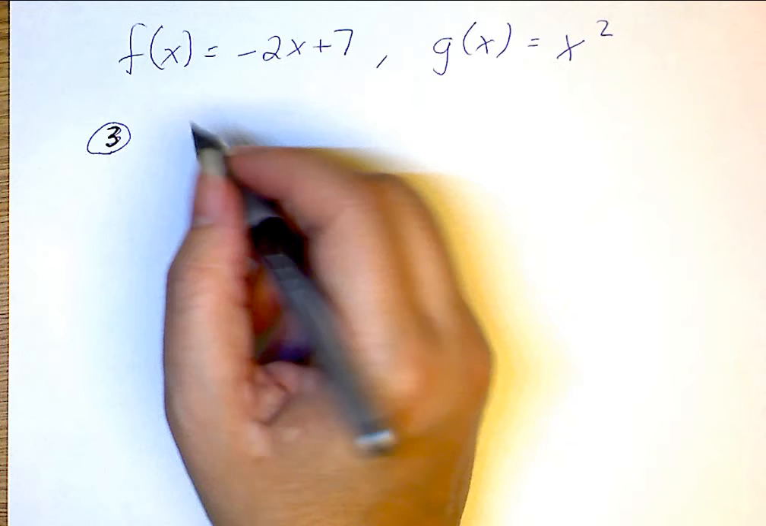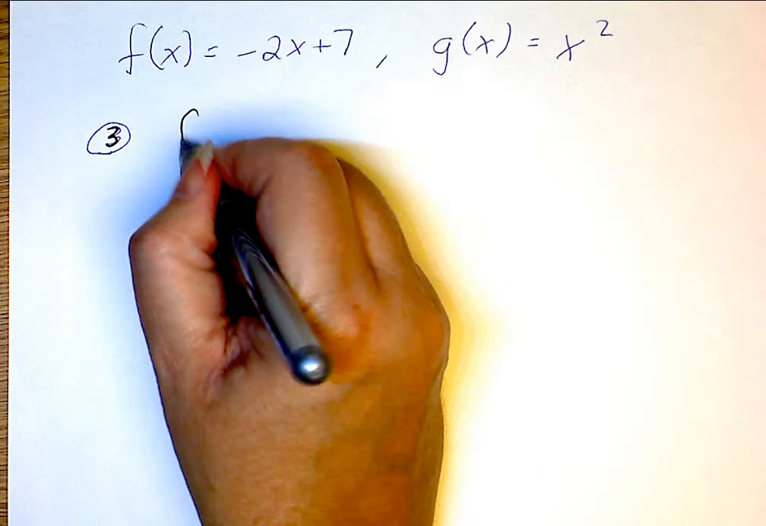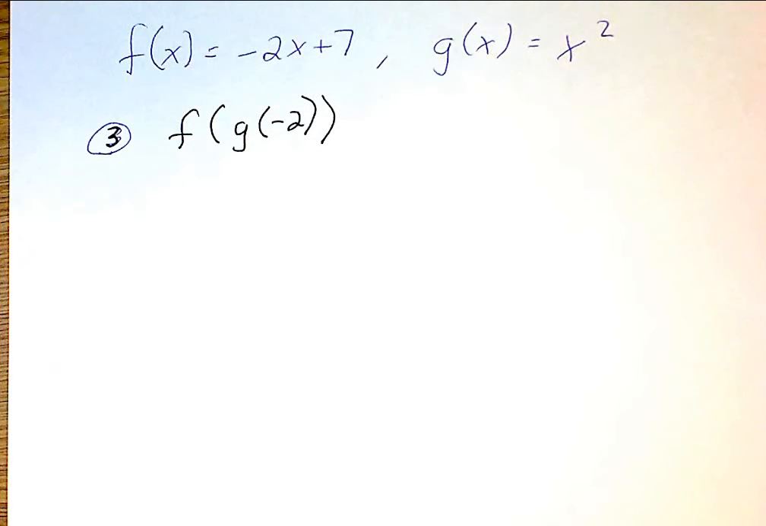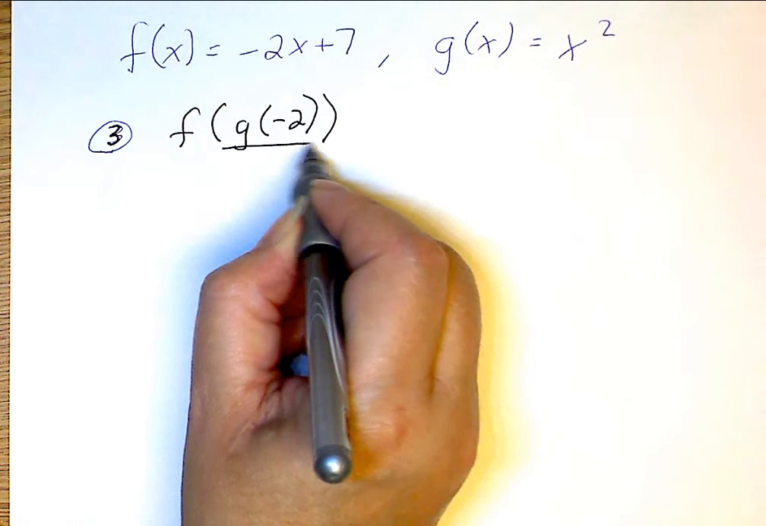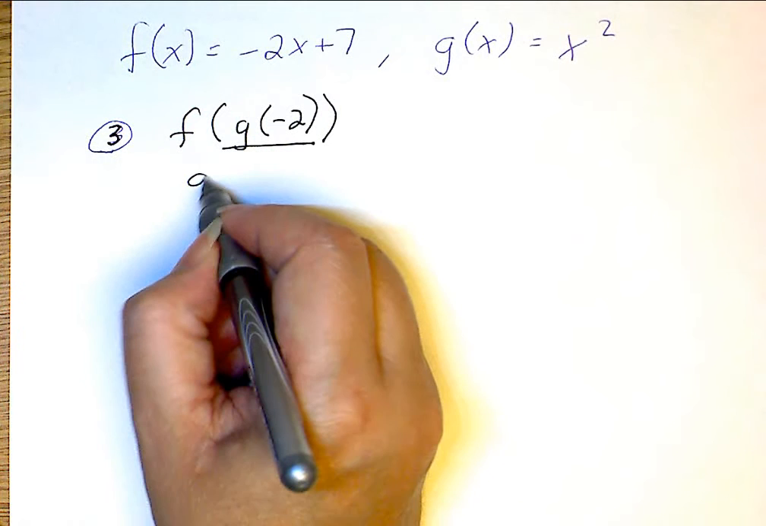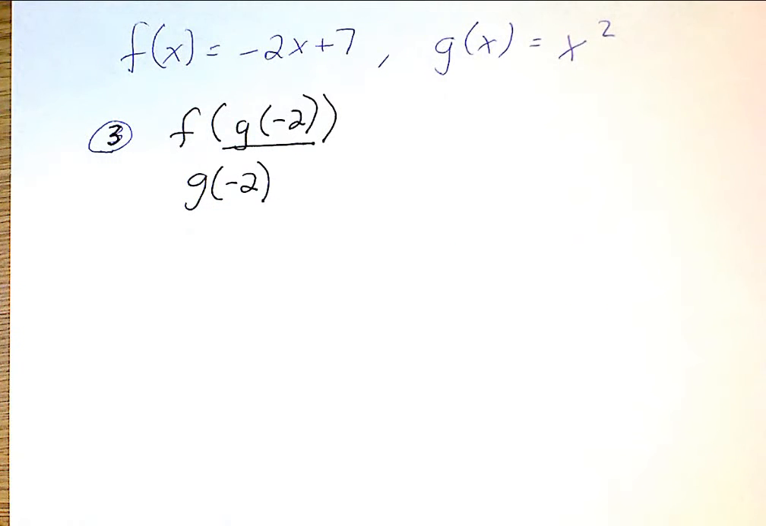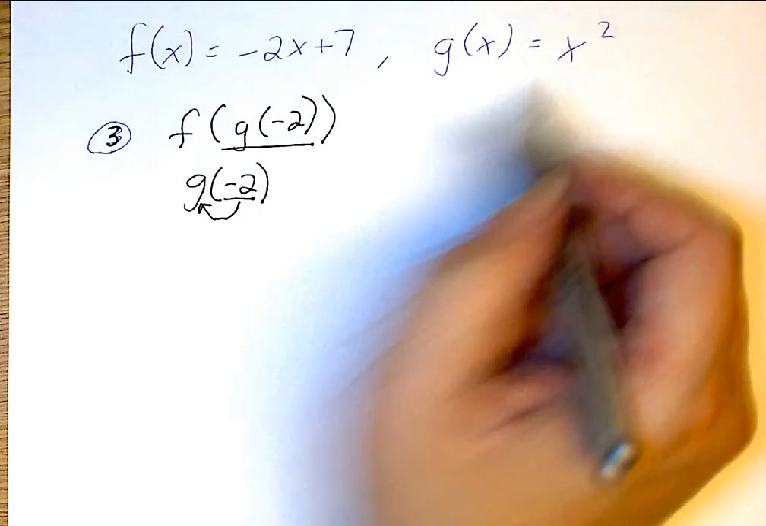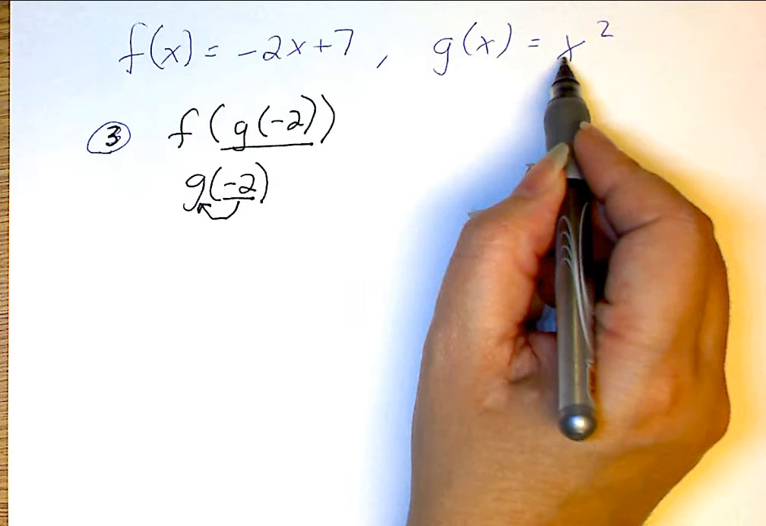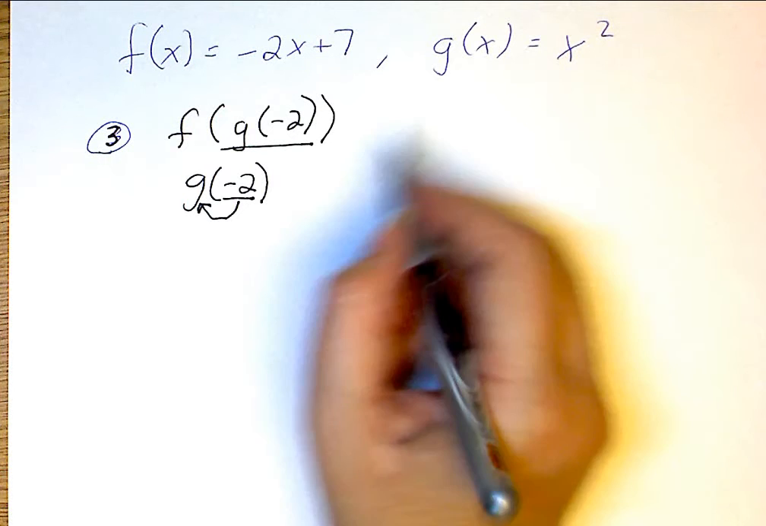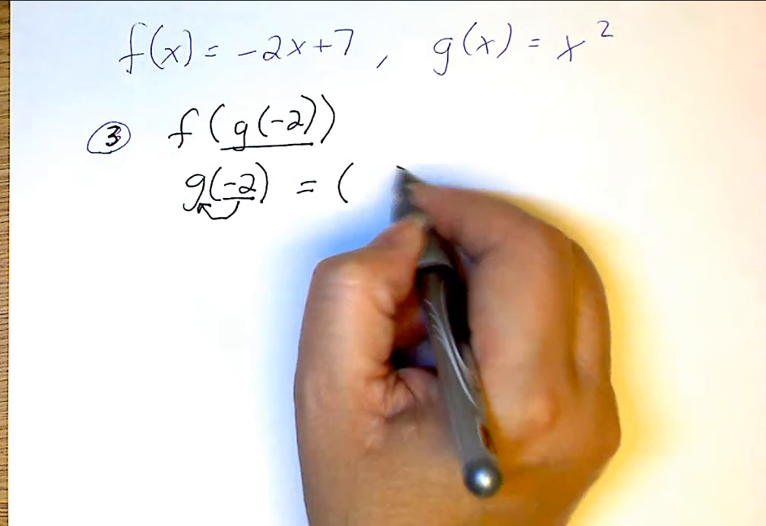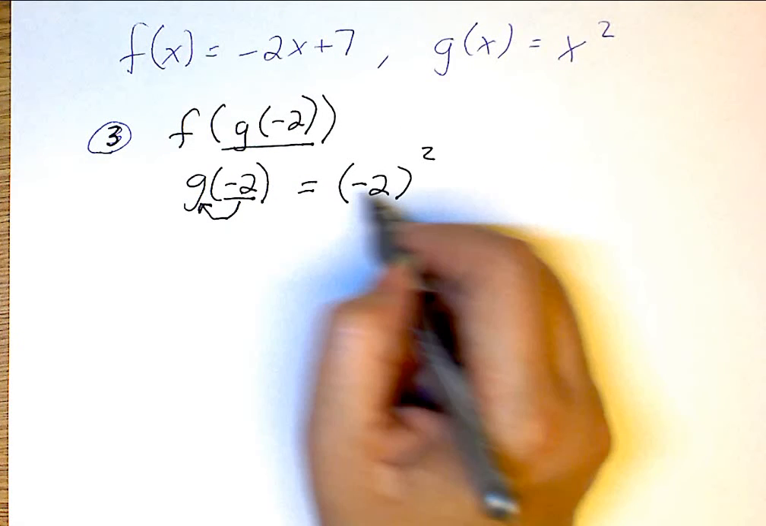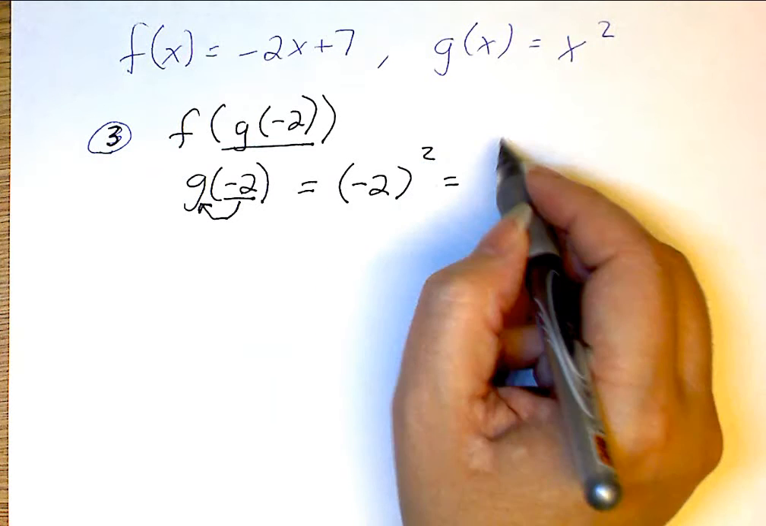So the first thing, 3 says f of g of negative 2. Remember, you are doing the innermost first. So we need to find g of negative 2. It says to take negative 2 and put it in my x value in g. So I'm putting in negative 2 for this x. Instead of x squared, I have negative 2 squared, which gives me 4.